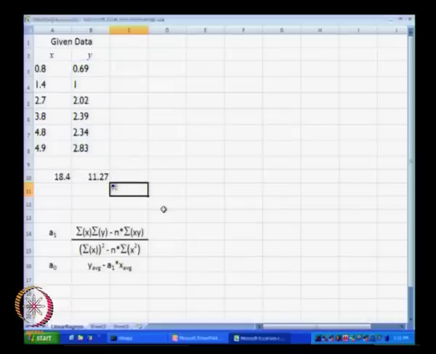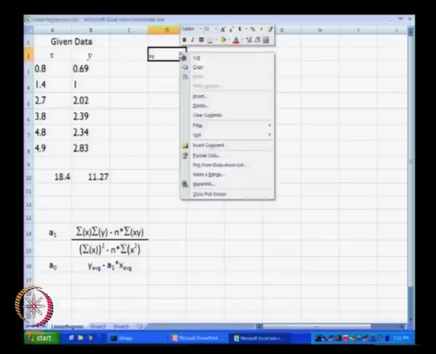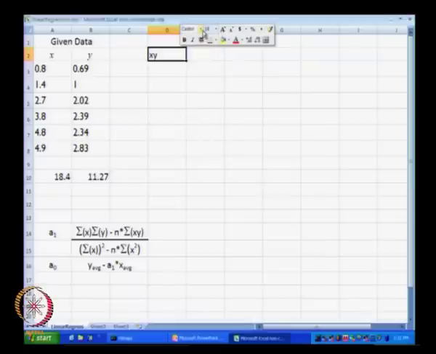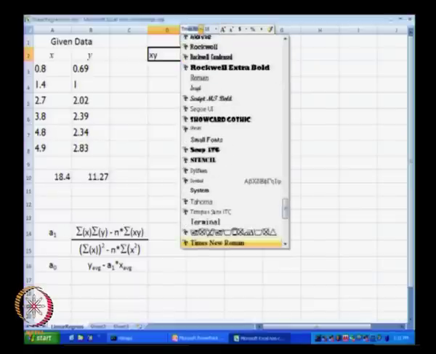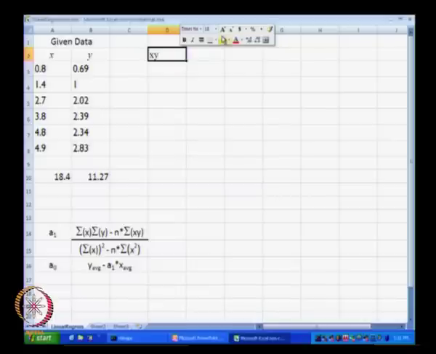What else do we need? We need summation of x and summation of y, which we have already obtained. We need summation of xy and summation of x squared. So what we will write over here is xy, and we will just change the font to Times New Roman. And this becomes our xy, and likewise we need x squared.